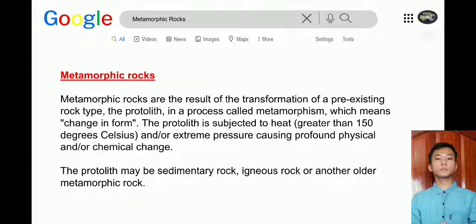Metamorphic rocks are the result of transformation of a pre-existing rock type, the protolith, in a process called metamorphism, which means change in form. The protolith is subjected to heat greater than 150 degrees Celsius and/or extreme pressure causing profound physical and/or chemical change. The protolith may be sedimentary rock, igneous rock, or another older metamorphic rock.